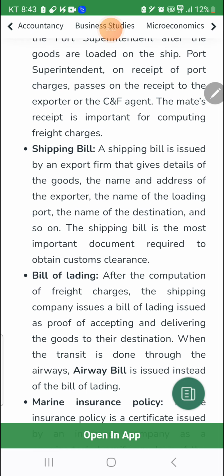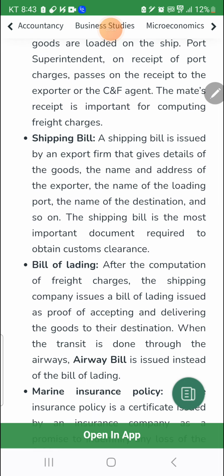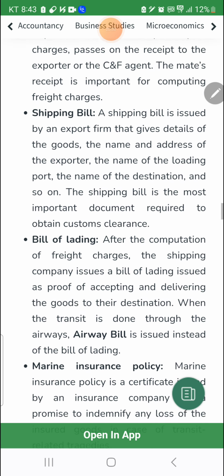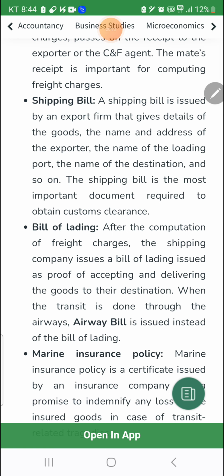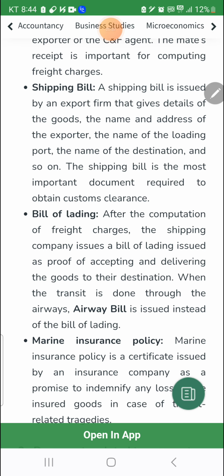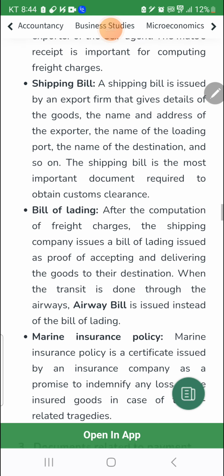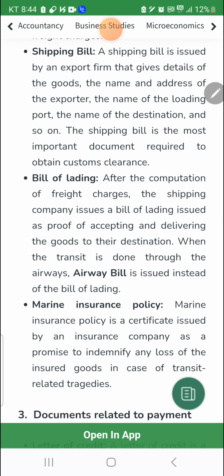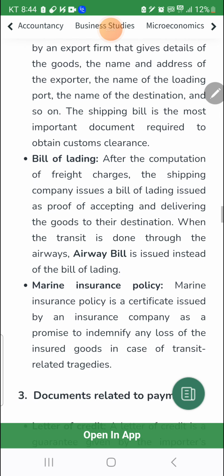Shipping bill. A shipping bill is issued by an export firm that gives details of the goods, the name and address of the exporter, the name of the loading port, the name of the destination, and so on. The shipping bill is the most important document required to obtain customs clearance.